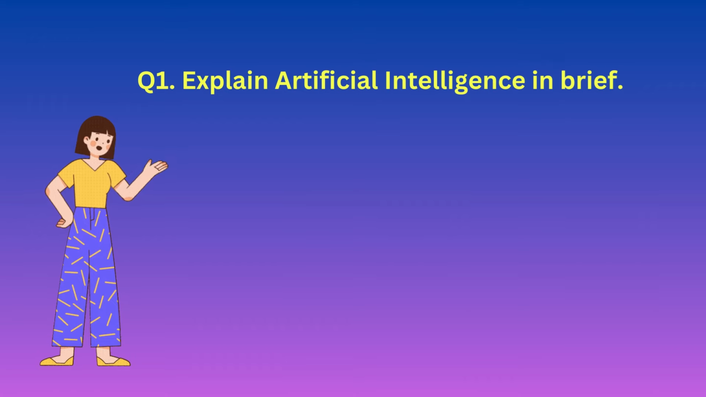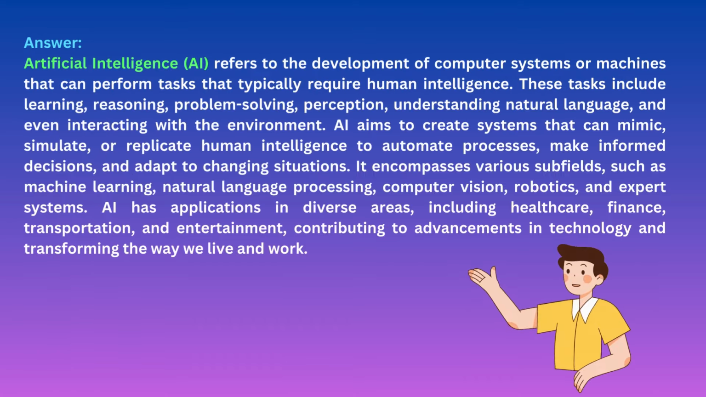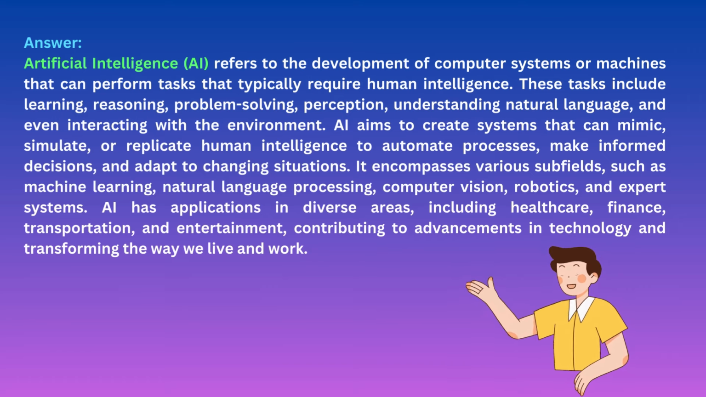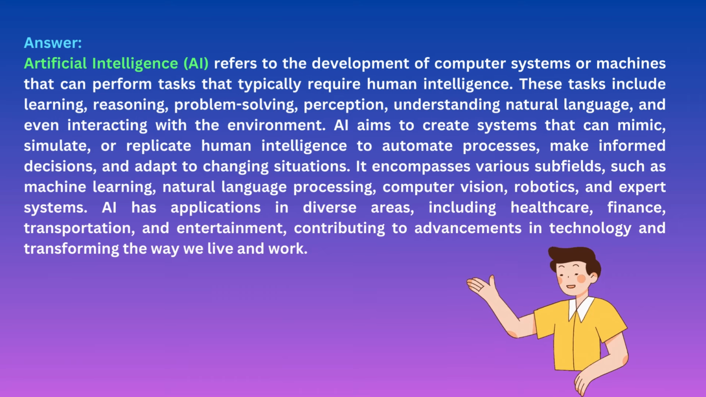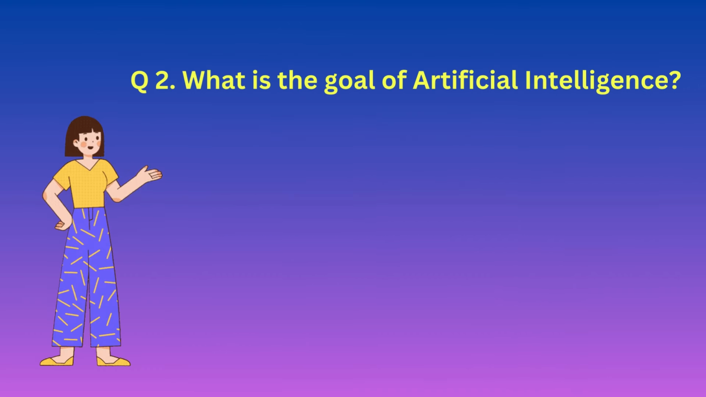Question 1. Explain artificial intelligence in brief. Answer: Artificial intelligence (AI) develops machines mimicking human intelligence for tasks like learning and problem solving. It encompasses areas like machine learning and computer vision, with applications in healthcare, finance, and more, transforming technology and daily life.